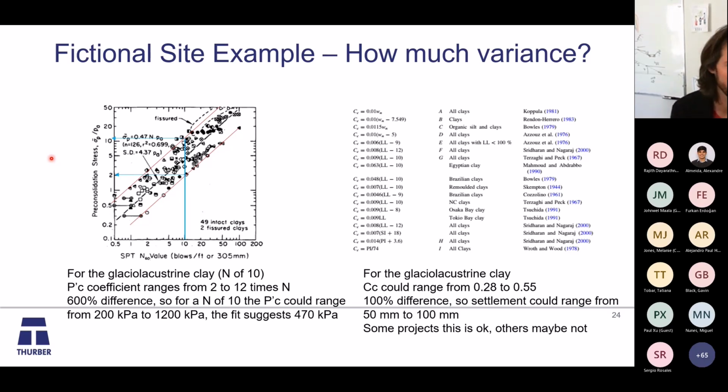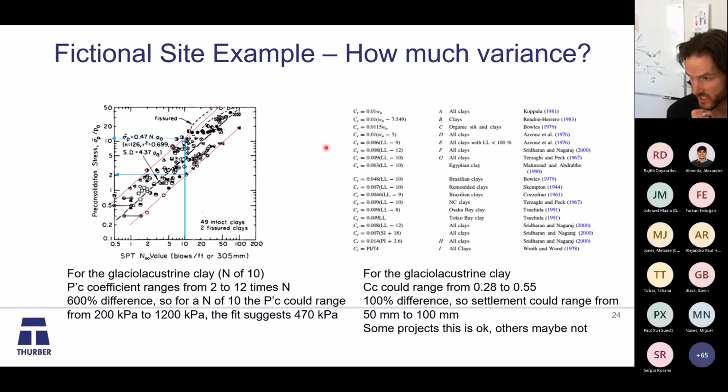But again, we can ask ourselves, how much variance is in this correlation I'm using? So for the glacial lacustrine clay, let's say we had an N60 of 10. If I was trying to estimate my pre-consolidation pressure, okay, well, for 10, this is varying between 2 and 12. So that's a 600% difference. So that could suggest a pre-consolidation pressure from 200 kPa to 1200 kPa. And if you use this kind of best fit, you'd say 470. Is that range important to your project?